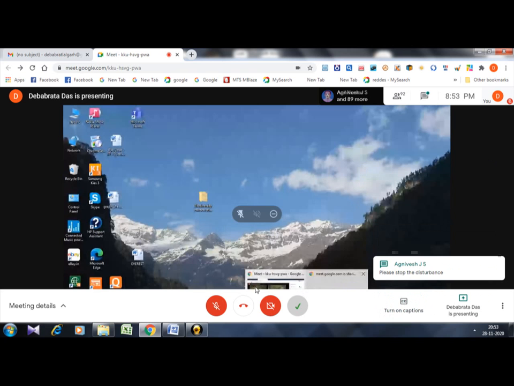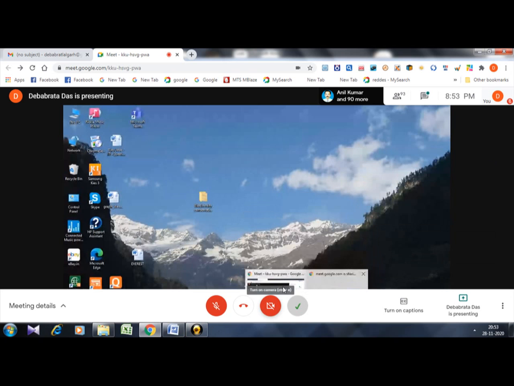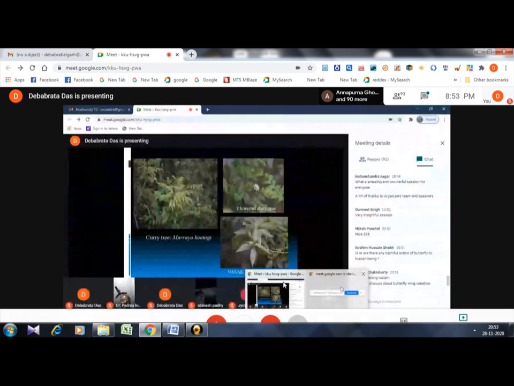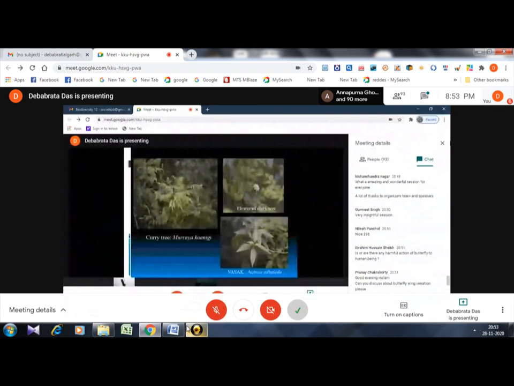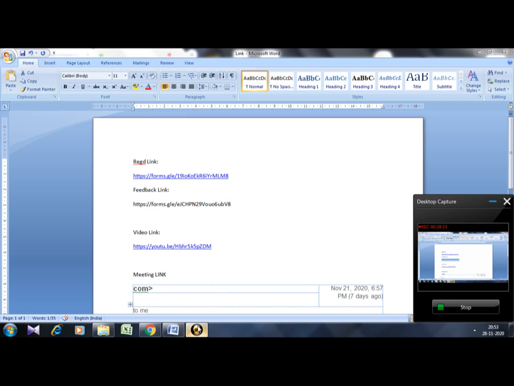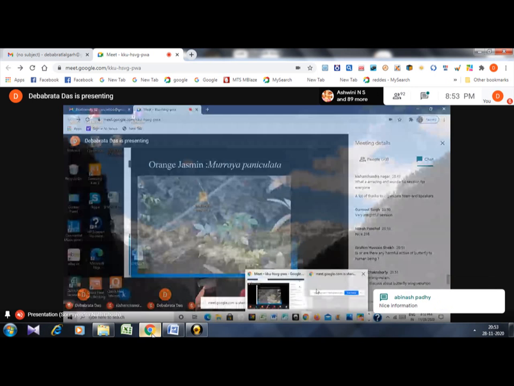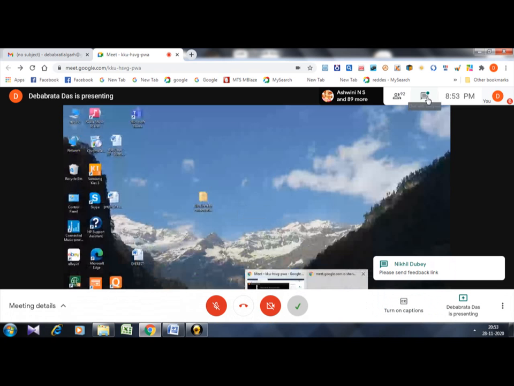And then at the bottom you can see Justicia adhatoda. Justicia leaves are very bitter, and they are used for cough and cold. But I don't know how the butterflies like to wander here and drink the nectar from the flowers. I don't know how they manage to do that, but this is a very bitter plant. Then the orange jasmine, Murraya paniculata. It is also the same. This is Kamini plant.